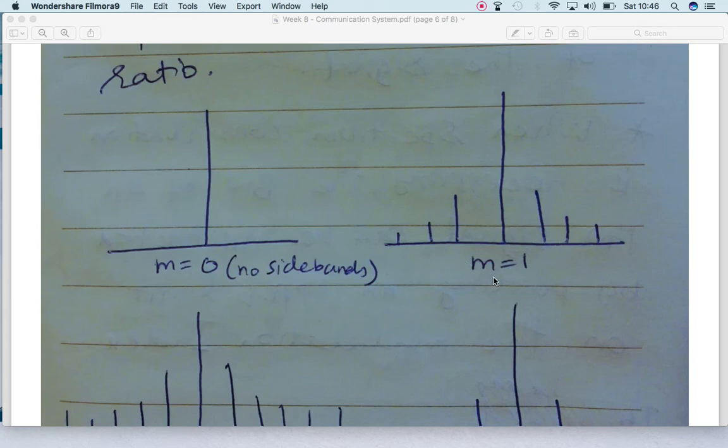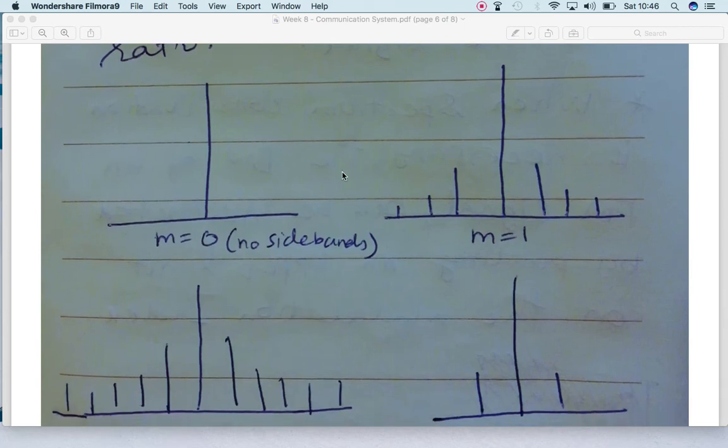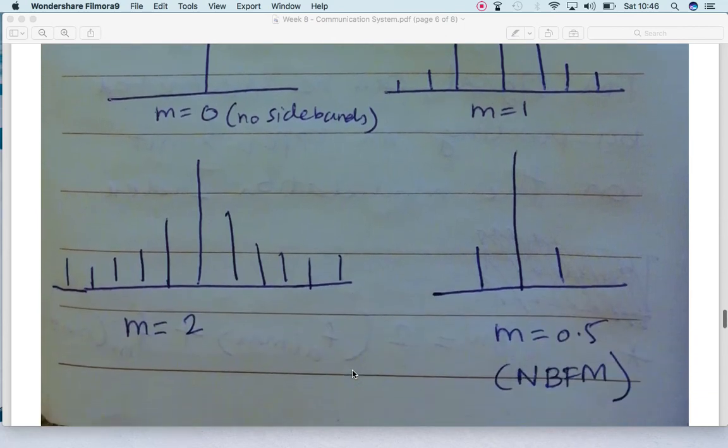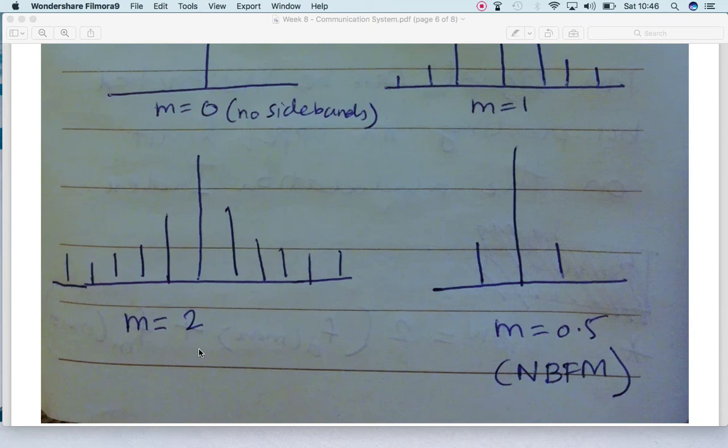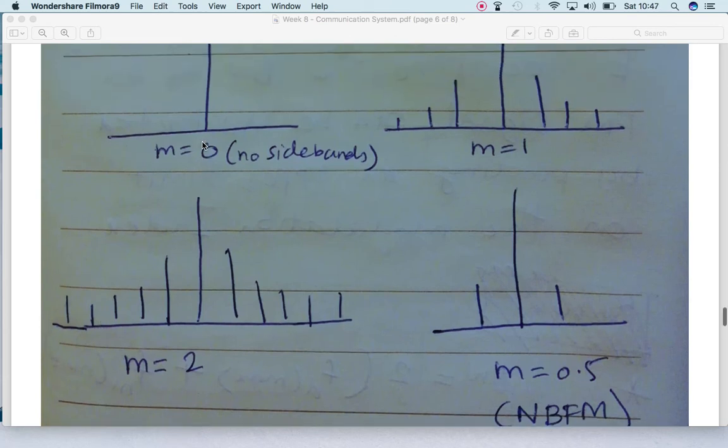As you can see, when we increase the modulation index, the number of sidebands on the right hand side as well as on the left hand side of the carrier frequency increases. This is the view in the frequency domain. Similarly, when we increase the modulation index to 2, the number of sidebands on the right hand side is increased as well as on the left hand side. So when we increase the modulation index, the number of sidebands on the right as well as on the left hand side increase, and whenever we decrease the modulation index, the number of sidebands on the right and left hand side of the carrier frequency decrease.